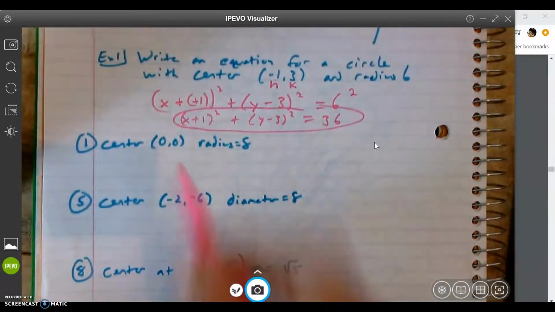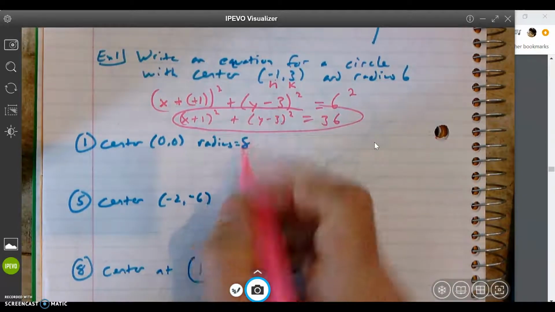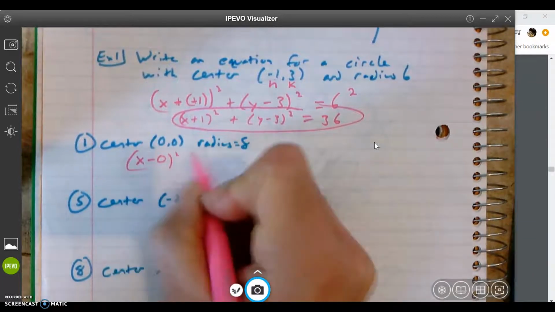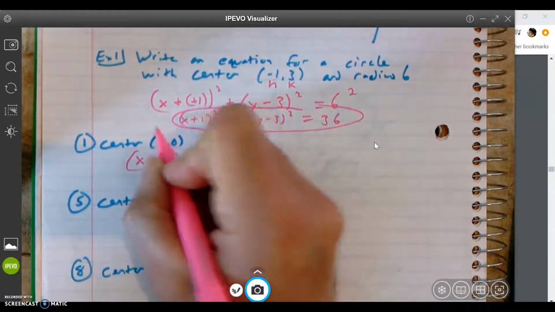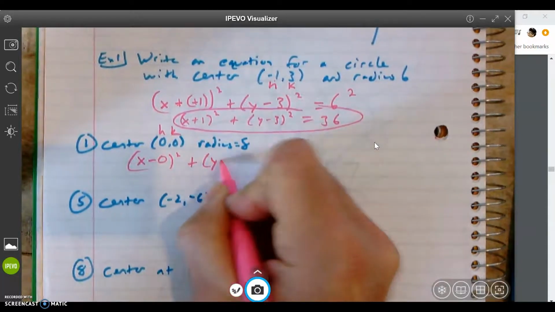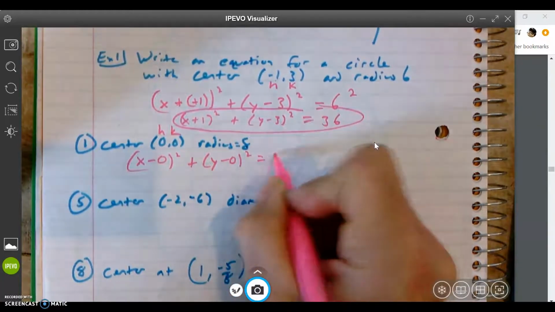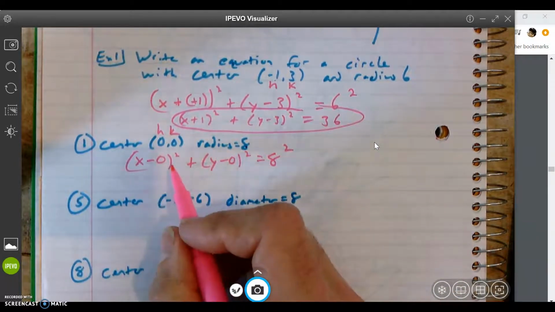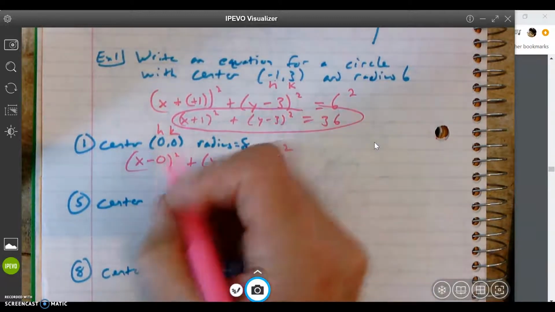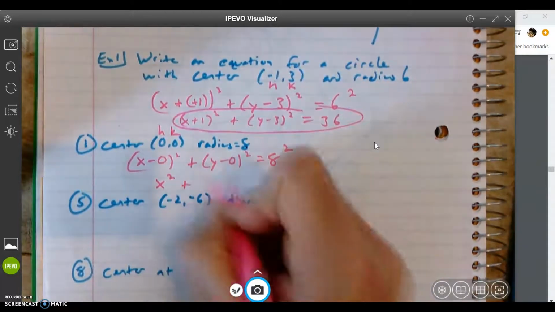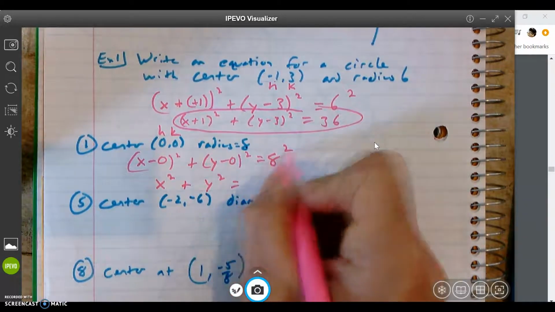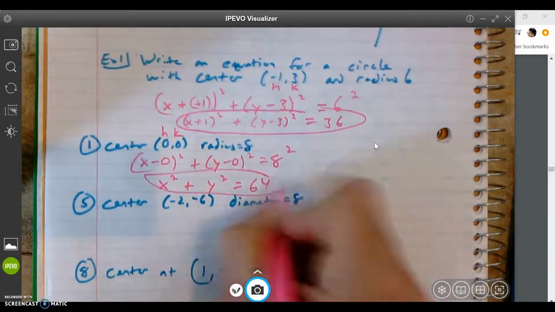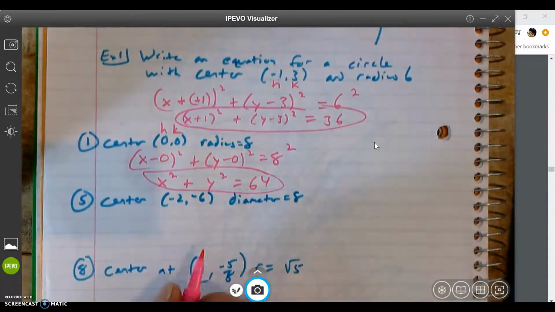Okay, so the center is at (0, 0). The radius is 8. So that would mean it's (x minus 0) squared plus, this is h, this is k, (y minus 0) squared equals radius 8 squared. Seems easy. x minus 0 is just x, like 10 minus 0 is 10, 100 minus 0 is 100, x minus 0 is just x. y minus 0 is just y, and then 8 times 8, that's not 16. No, that ain't 16. That's 64. Cool, got it.